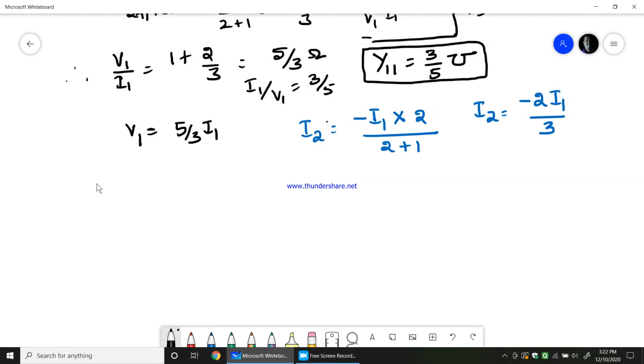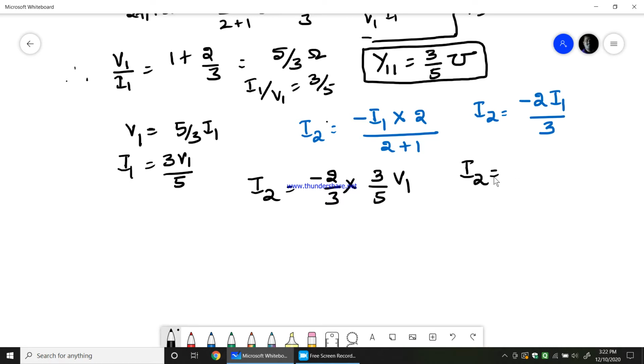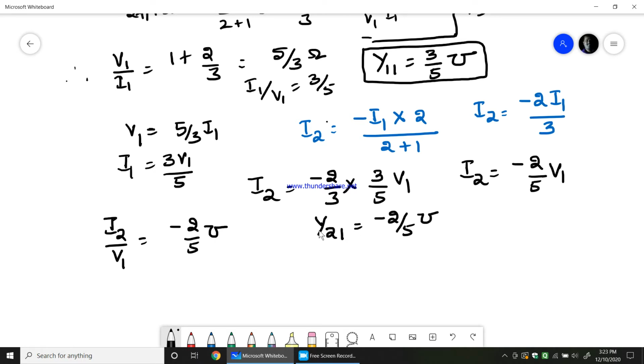I1 would be equal to 3 times V1 by 5. Therefore this I1 I am going to substitute here, and I will end up getting I2 equal to minus 2 by 3 multiplied by 3 by 5 V1. The 3 gets cancelled, so I2 is equal to minus 2 by 5 V1. As we need I2 by V1, this is now equal to minus 2 by 5 mho. This is Y21, which is equal to minus 2 by 5 mho.